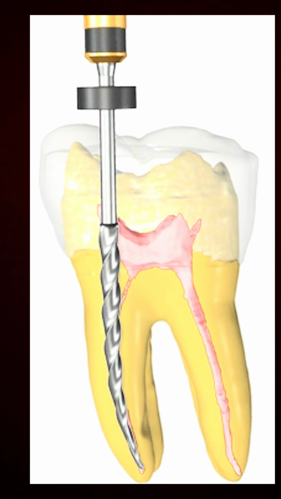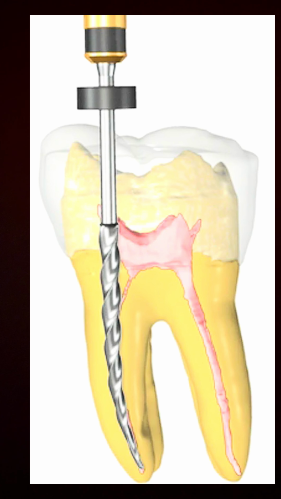What are the biological objectives? Confinement of instrumentation to the roots themselves, ensuring that necrotic debris is not forced beyond the foramen, removal of all tissue from the root canal space, creation of sufficient space for the optimal obturation of the radicular space.